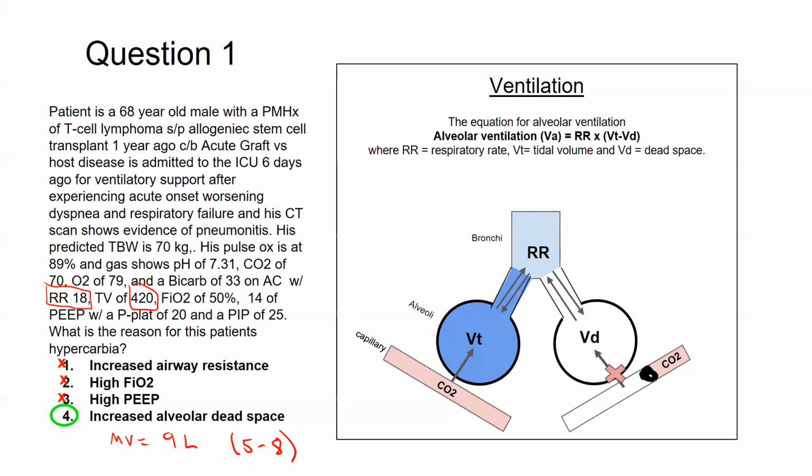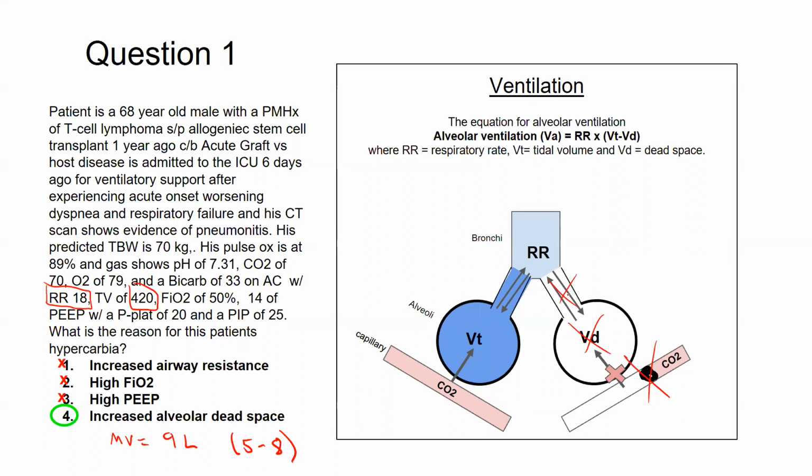So what's going on in this guy's lung is that he's having acute graft-versus-host disease with really severe pneumonitis, and he's actually causing destruction of a lot of those alveolar capillaries, causing a bunch of dead space in his lung that's not involved in CO2 exchange. And since it's not involved in CO2 exchange, the CO2 in his blood is going up. So that was the correct answer for that one.